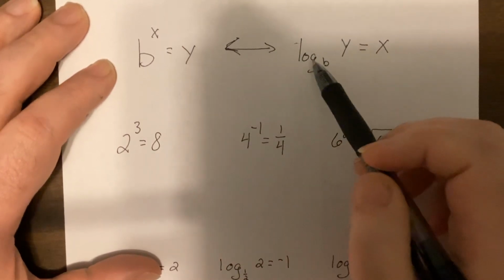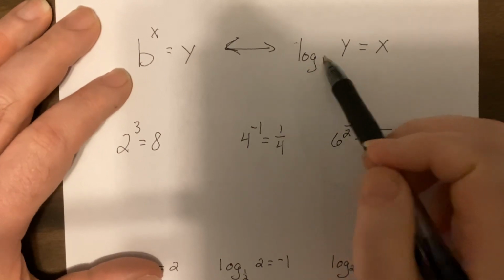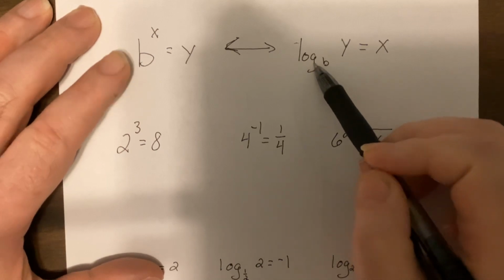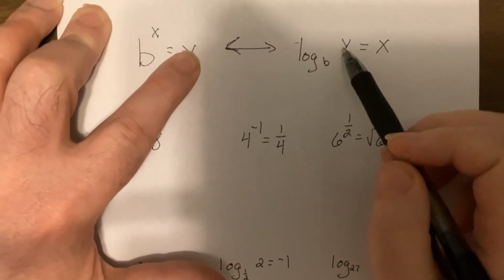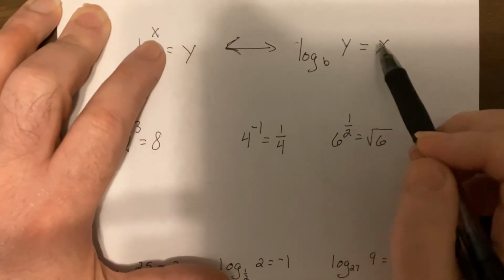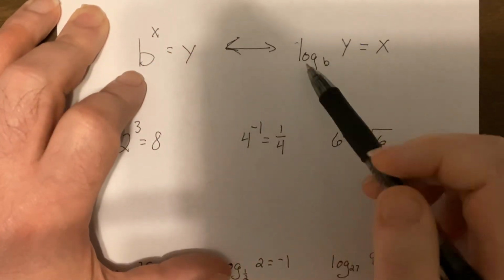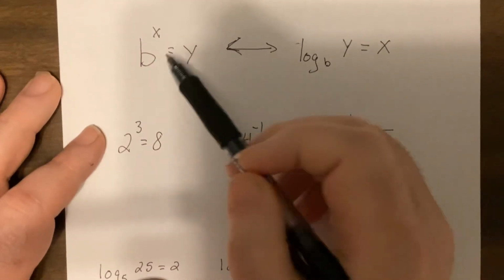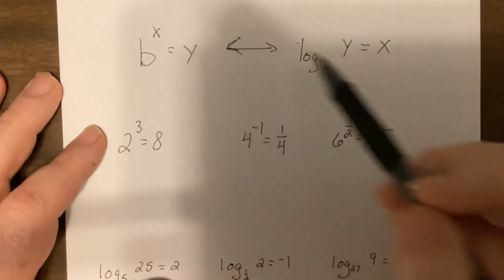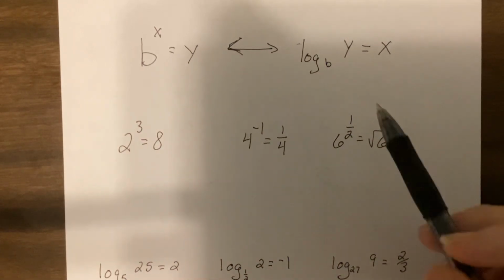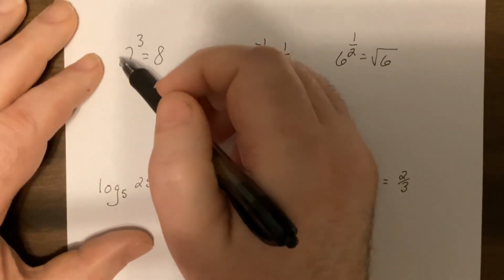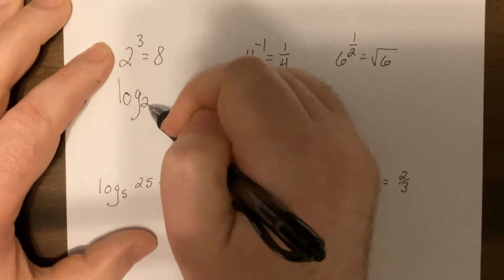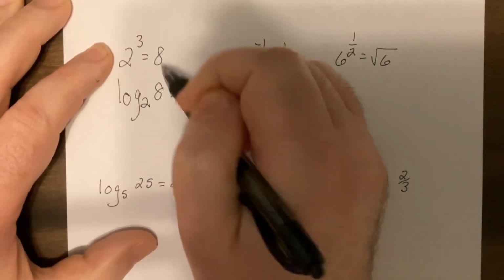So what they did is they said we're going to call it log so people know that we just rewrote the exponential. The base goes next to the g. Then the answer of the exponential comes next, and it equals the power. So in this case, log base b of y equals x. Now some books go the other way, so just be careful. So if I want to write this as a log, I'd go log base 2 of the answer equals the power.